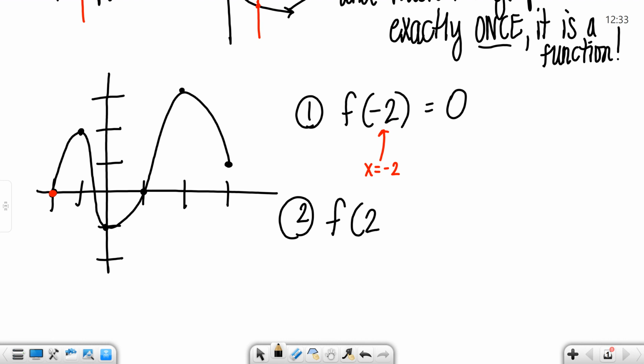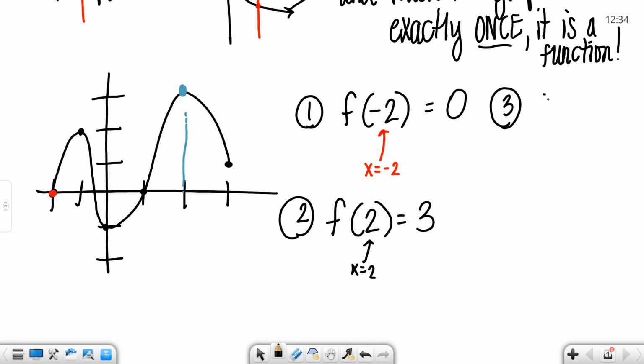Let's look at the function at +2. Remember, that means x is +2. So we come over to our graph and find where x is positive 2. Positive 2 is right here, but I'm not actually touching the curve, so I have to look all the way up here. There's the point that I'm looking for. When x is 2, what is the y value? In this case, it is 3. So the function at 2 is 3. We're just reading a graph.